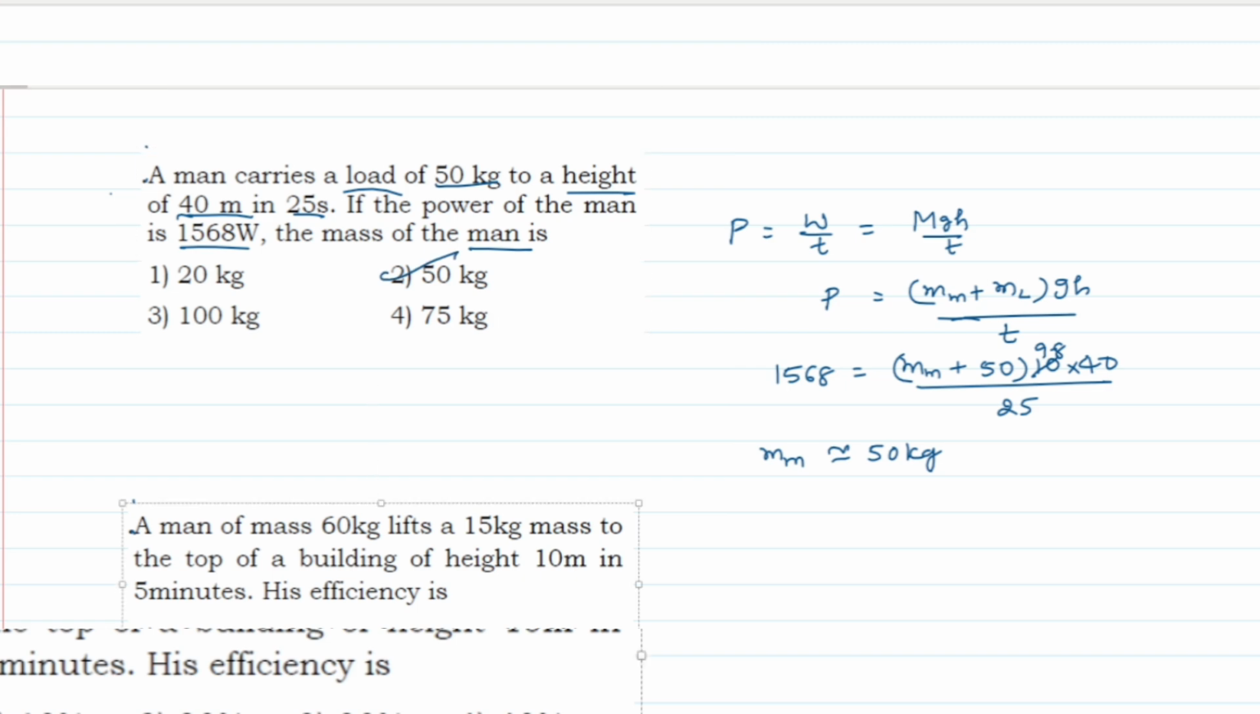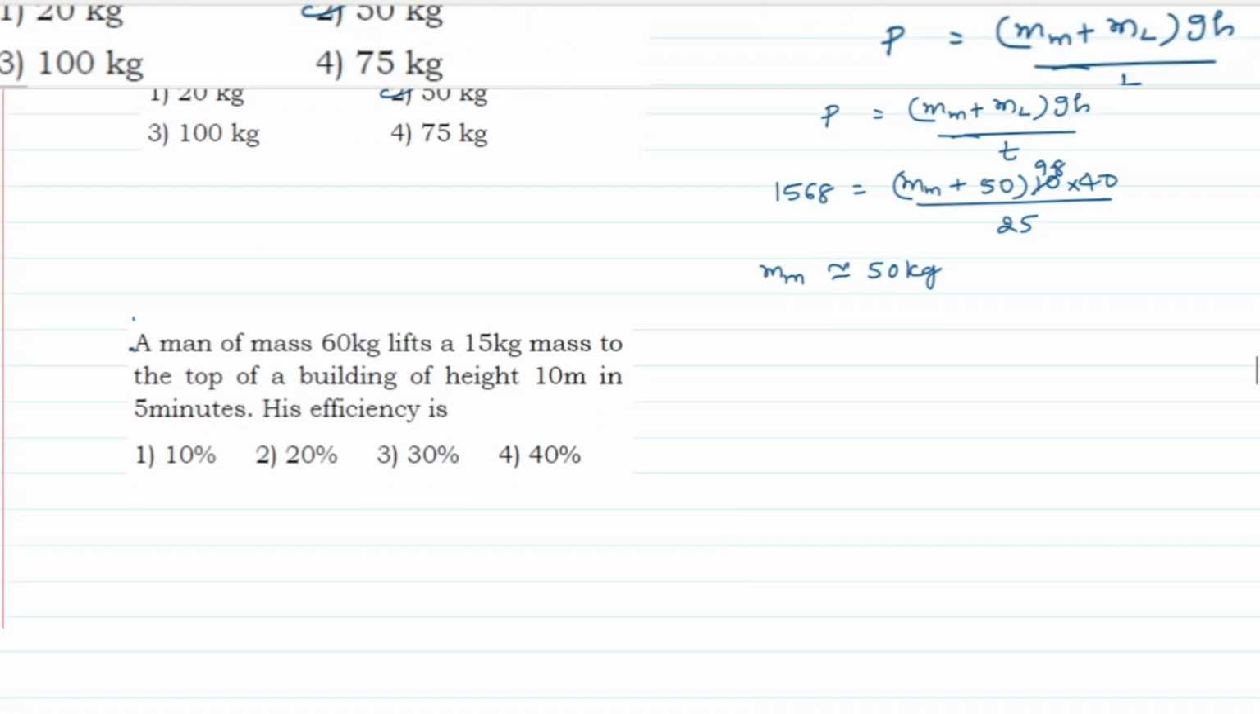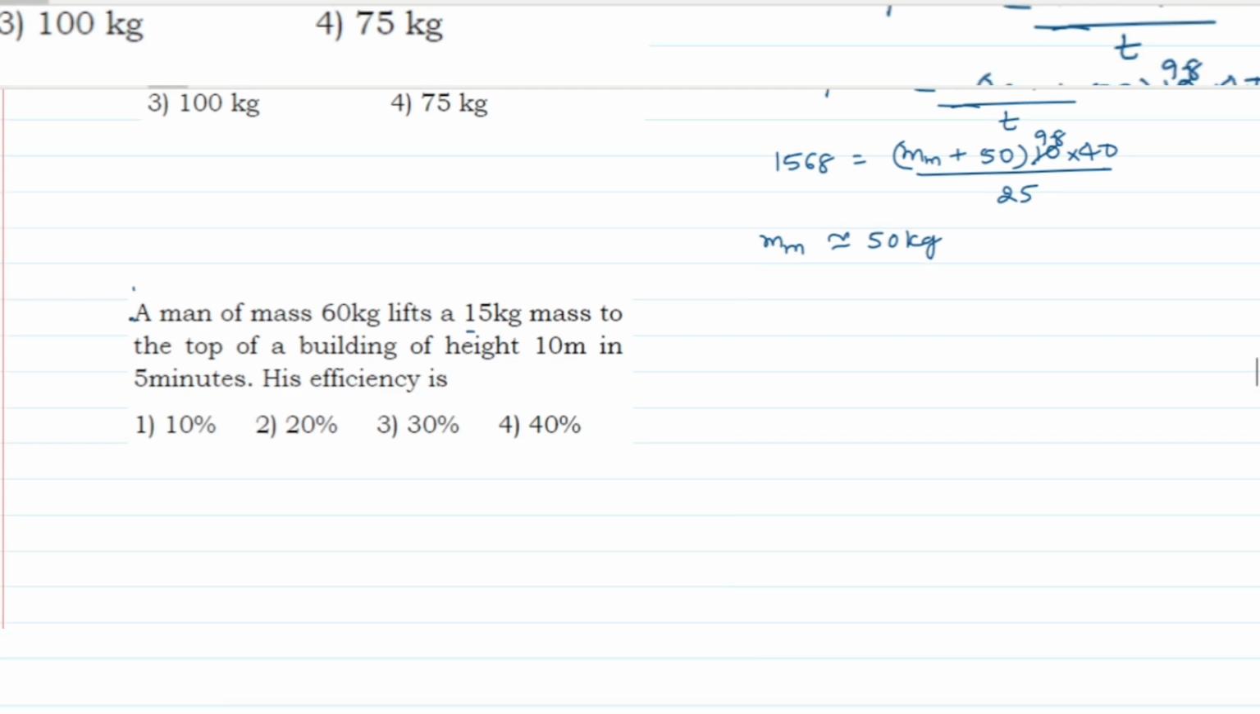Let us see the next question. A man of mass 60 kg is lifting a 15 kg mass to the top of a building, up to a height of 10 meters, in 5 minutes. They are asking his efficiency. So here the efficiency formula, students, is power output by power input.